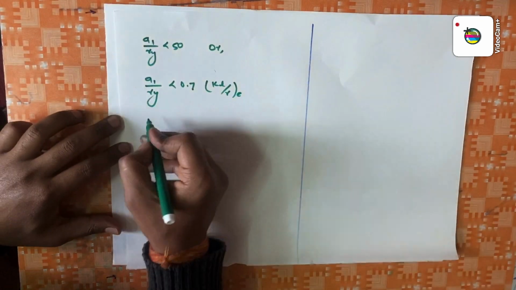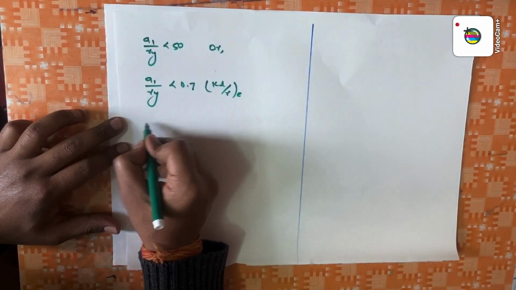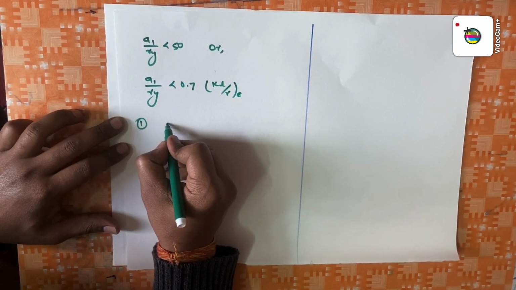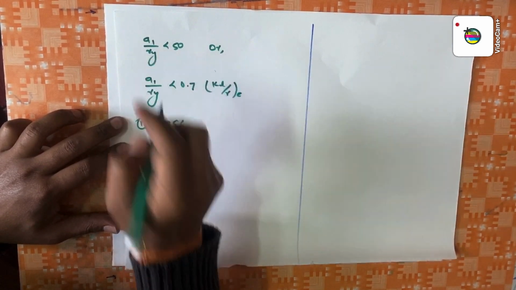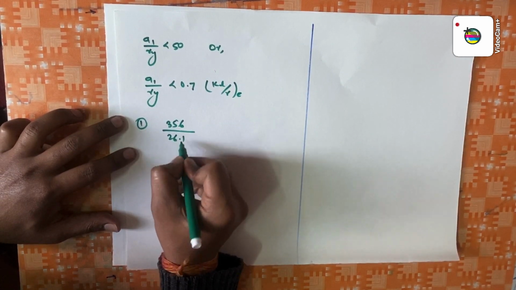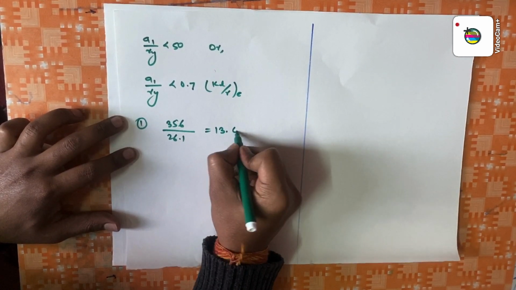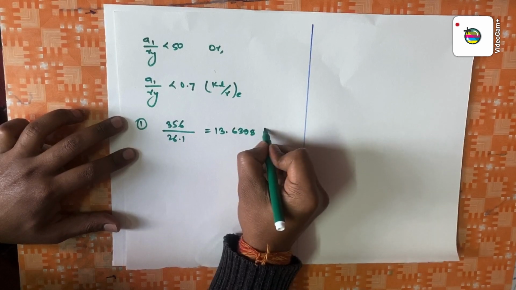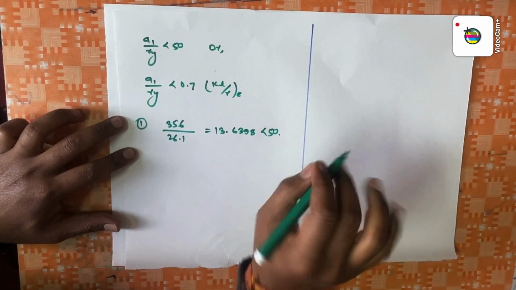Fine. So let's go. We know the value of a1, that is 356. We know the value of ry, that is 26.1. So it is 13.6398, which must be less than 50. I told you, it's okay.